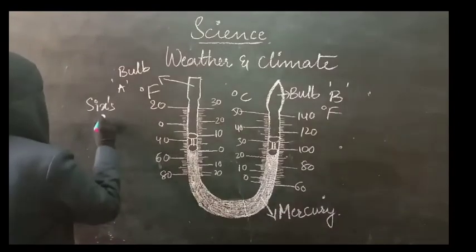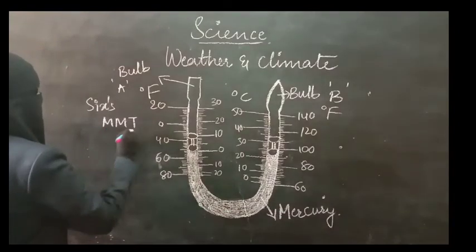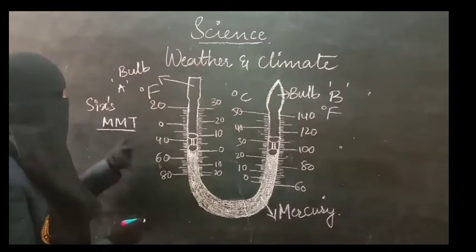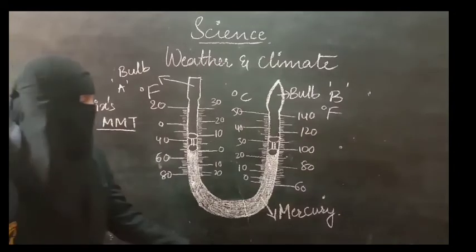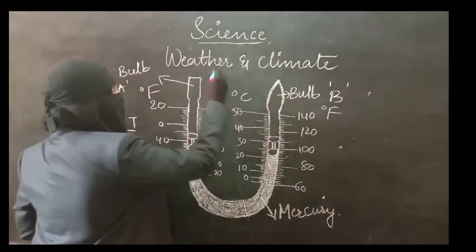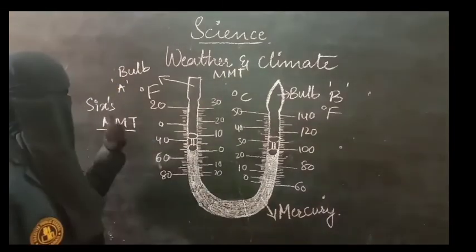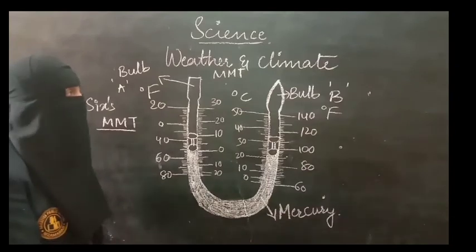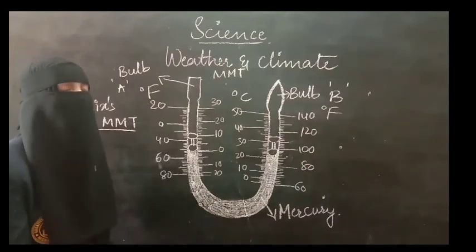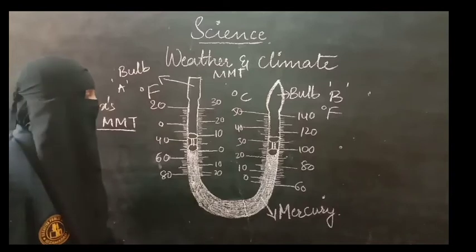Six's is MMT. MMT stands for maximum minimum thermometer. So this is the structure of MMT, maximum minimum thermometer. MMT was discovered by scientist Six. So to honor him, they gave the name Six's maximum minimum thermometer.